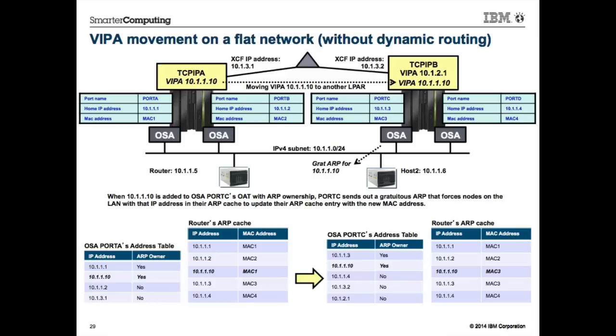That causes the router to replace the ARP entry from MAC 1 to MAC 3. So now when the router gets a request to go to 10.1.1.10, he will forward it to the OSA that's port C. So you see there, even though we're not running a dynamic routing daemon, we're only doing flat layer 2 routing, we're able to have a certain amount of resilience to network changes because of the way OSA and TCP/IP cooperate. And that is why there are a lot of configurations where we find that dynamic routing isn't really necessary. If you can have a flat layer 2 network, then you can avoid dynamic routing on z/OS altogether.